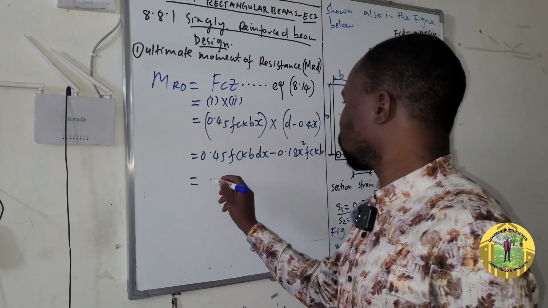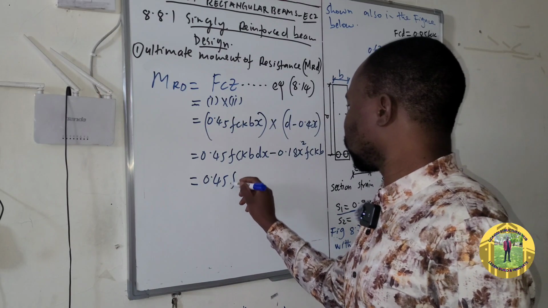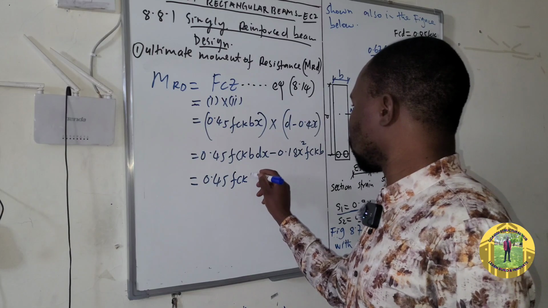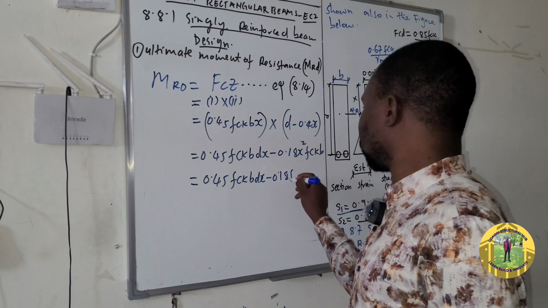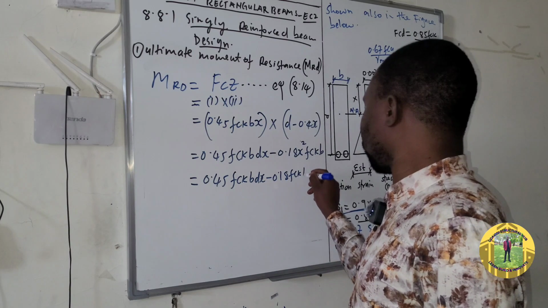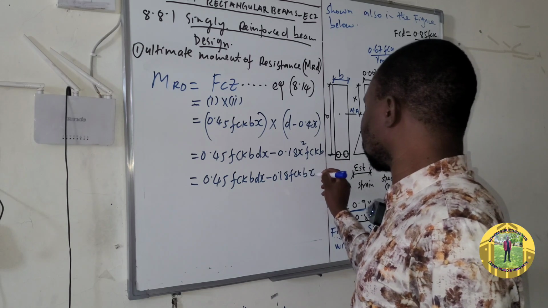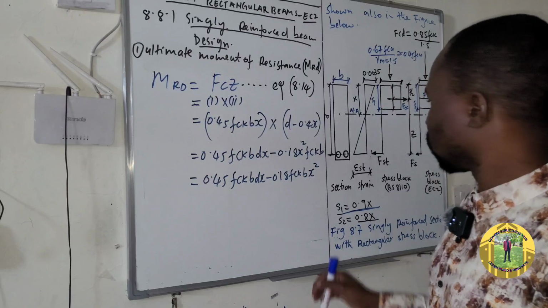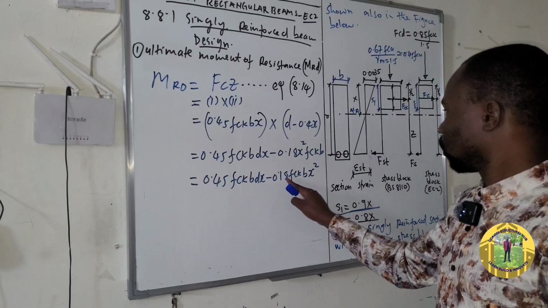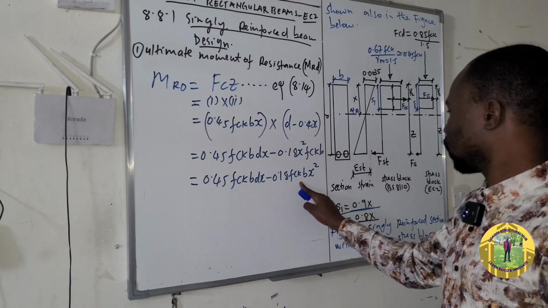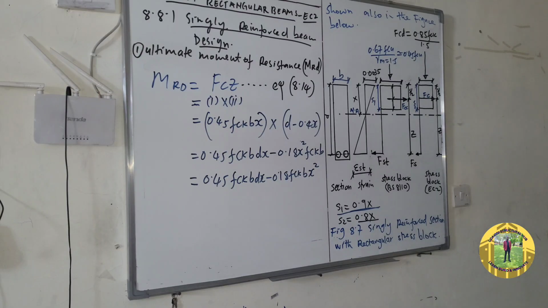So this one is equal to 0.45 FCK BDX minus 0.18 FCK B, this is B, then X square. 0.45 FCK BDX minus 0.18 FCK BX square. And then from there, I want to give a statement.